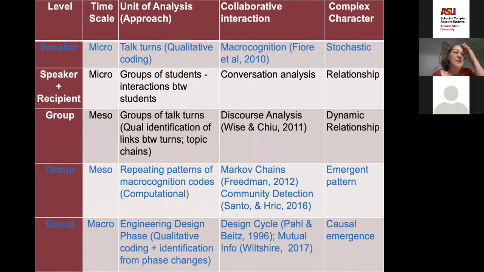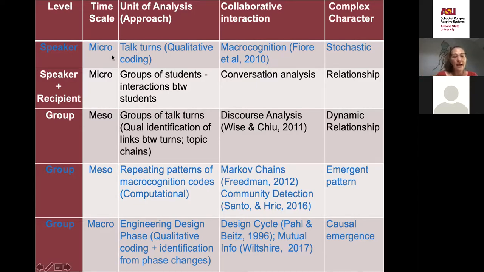We theorize that even within the group, there are multiple levels. We can think about multiple levels, starting with speakers, and each of these levels, a micro level, meso level, and a macro level, can require different units of analysis, a different approach to analysis, and a different framework for thinking about collaborative interaction, because they have a different complex character.